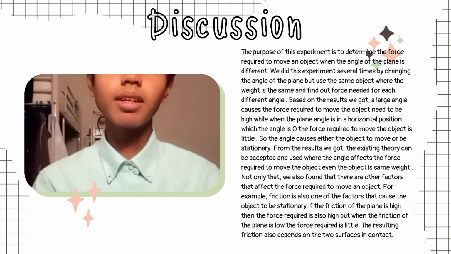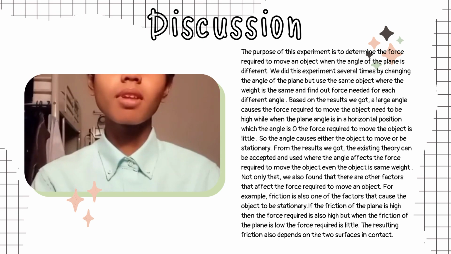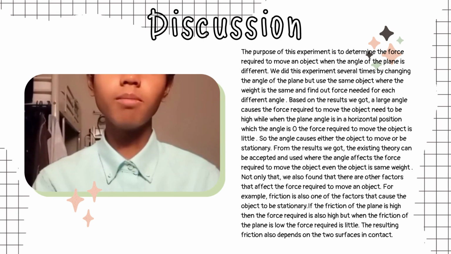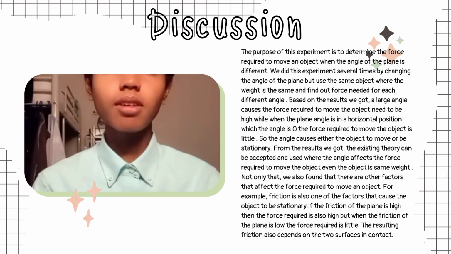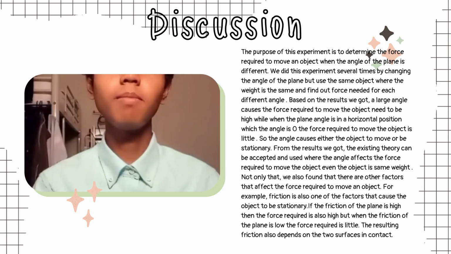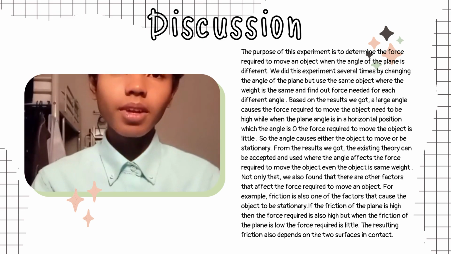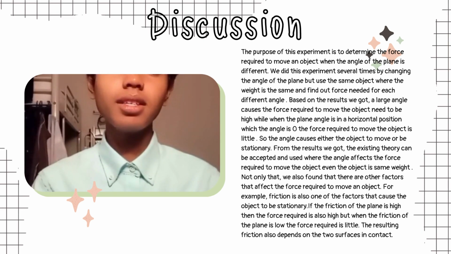Based on the result we got, a large angle causes the force required to move the object to be high, but when the plane is in the horizontal position, where the angle is 0, the force needed to move the object is little. So, angle determines whether the object is moved or stationary. From the result we got, the existing theory can be accepted and used, where the angle affects the force required to move the object, even though the object is the same weight.